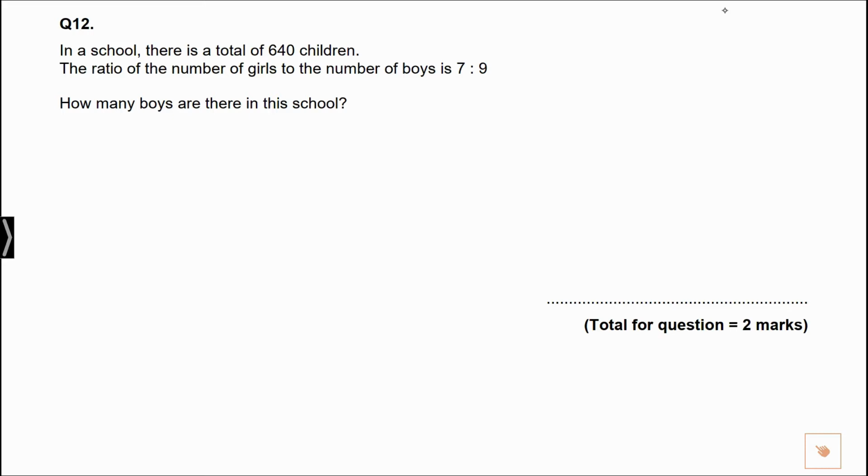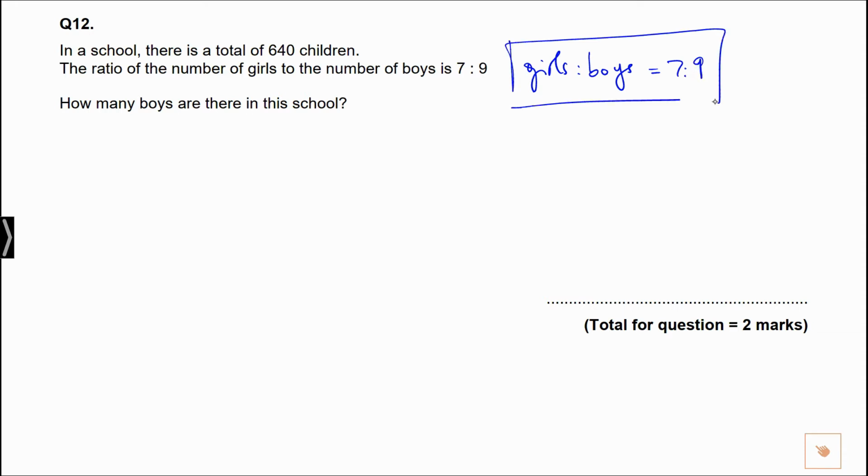In this question, we are informed that there is a total of 640 children in the school. The ratio of the number of girls to the number of boys is 7 to 9. So we can say girls to boys is 7 to 9. So the total number of parts being shared here is 16 if you add 7 plus 9. So we can use that idea to work out the fraction of boys.